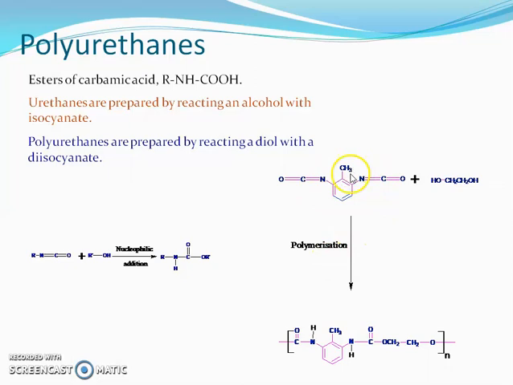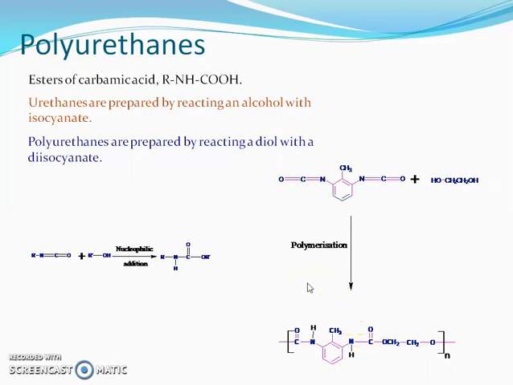That is a diisocyanate. This diisocyanate in presence of diol polymerizes, and hence the product is polyurethane. Firstly, this urethane or carbamate can be prepared by this method: isocyanate in presence of alcohol, and the product is urethane. Then this urethane produces a diisocyanate and polymerizes to form polyurethane.